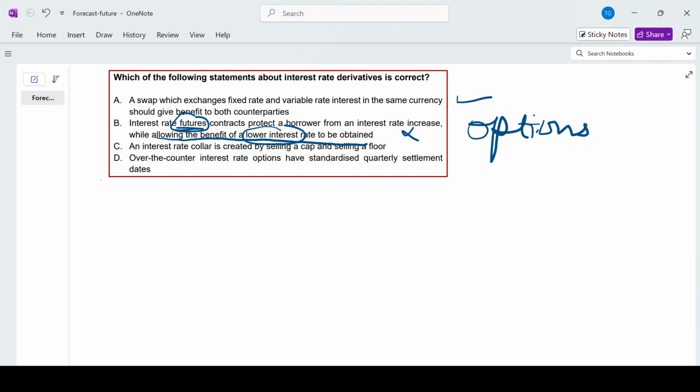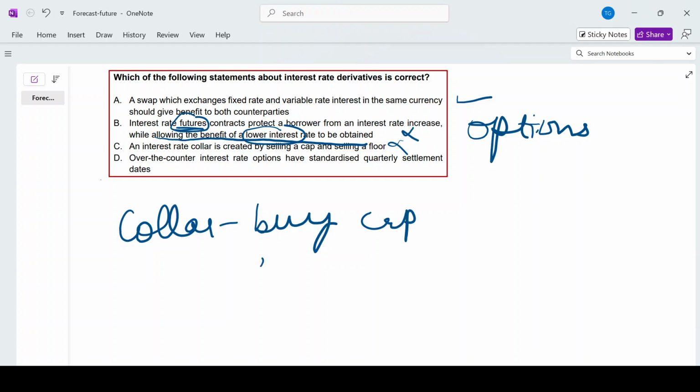Then let's come to the third statement. An interest rate collar is created by selling a cap and selling a floor. This statement is the opposite. Whenever you want to go for a collar, collars are created when you buy a cap and sell a floor. So how do you create a collar? You buy a cap and you sell a floor. So here it also says sell cap, that is why this is incorrect.